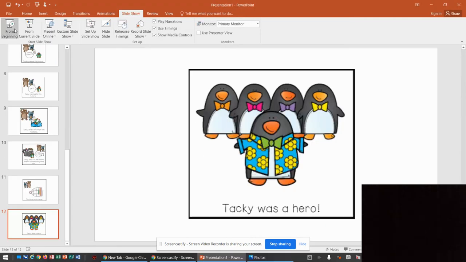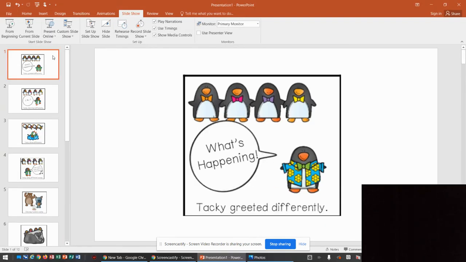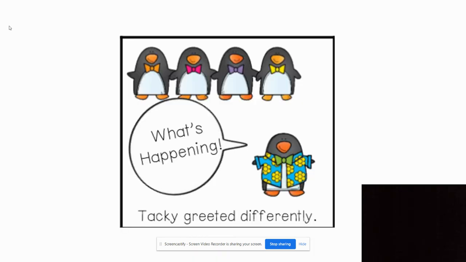And what I'm going to do is I'm going to go back up to the start, and I am going to read what happens on each slide, on each picture. And you guys need to repeat after me. So for example, I would say, Tacky greeted differently. And then you would say, Tacky greeted differently, because this is what happened first in the story. What we're practicing is using each picture to retell the story of Tacky the penguin.